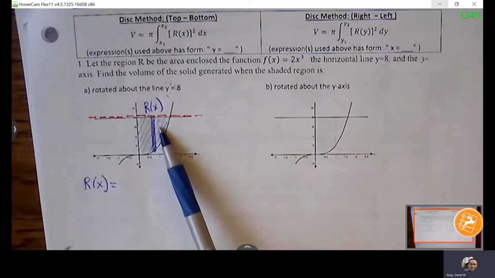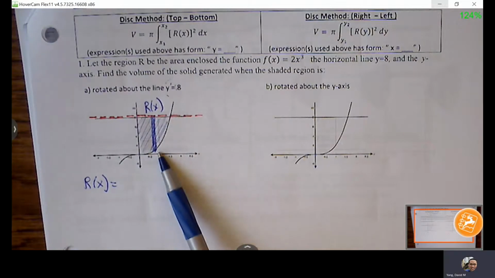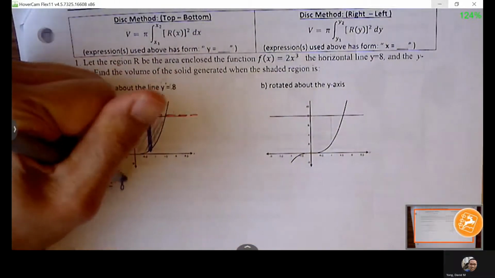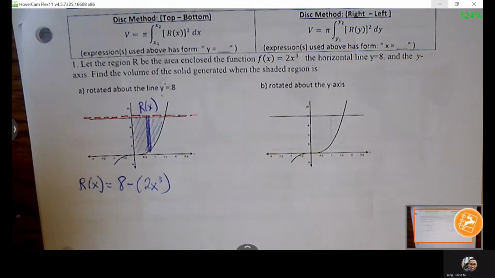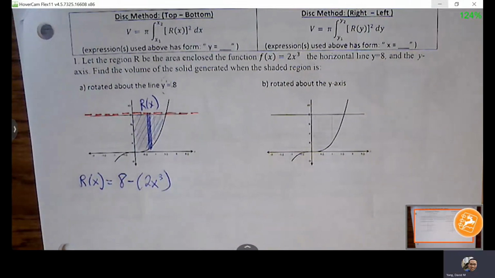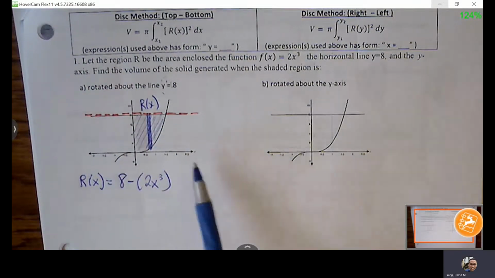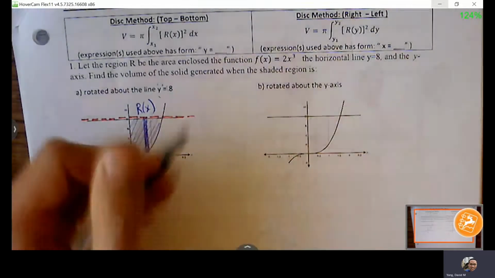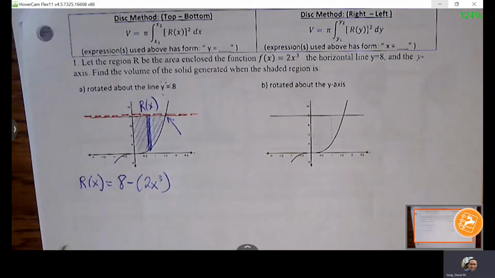Okay, top minus bottom. What is the top of the radius touching? 8. Okay, what's the bottom of the radius touching? 2x cubed. Okay, so we're going to do top minus bottom, just like that. Okay, what are the bounds going to be? 0 to something that looks like 1.5, but we want to get a more accurate location than just an estimation. So what can we do to get that accuracy? Okay, set the equations equal to each other.